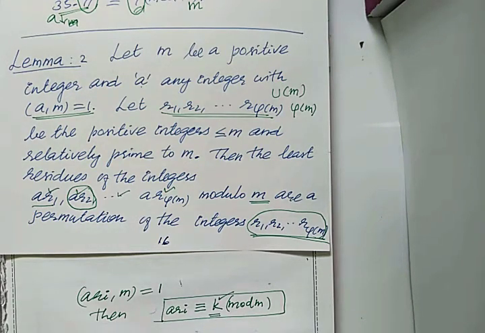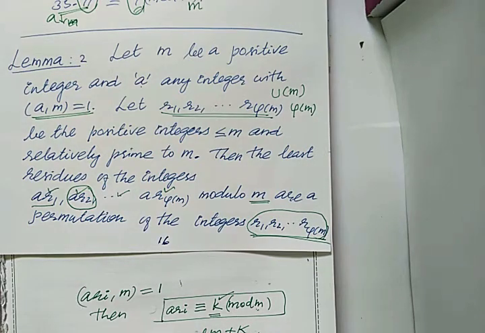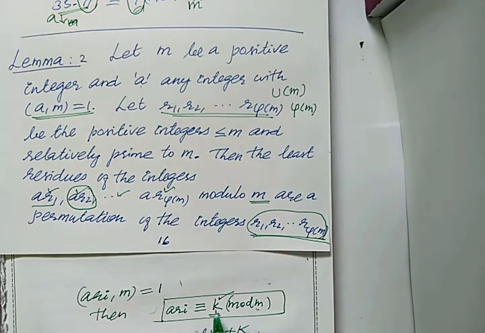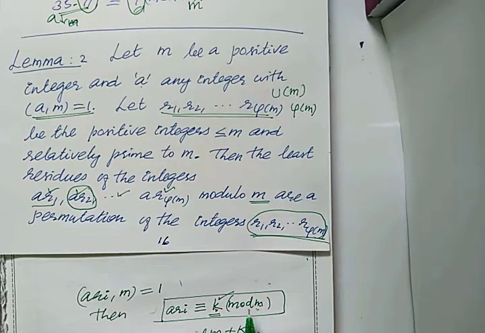From this, what can we write? ARi is equal to some L times M plus K, right? Suppose this K is less than M. Suppose this K is not relatively prime to M, surely there will be a D that will divide K as well as M, right?